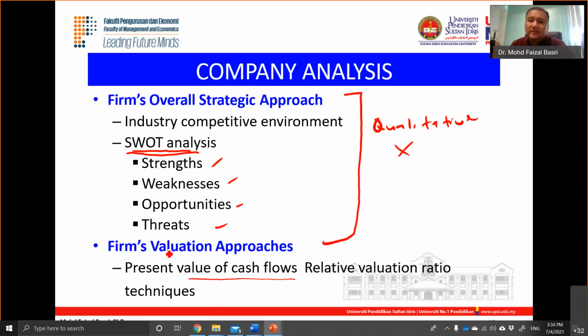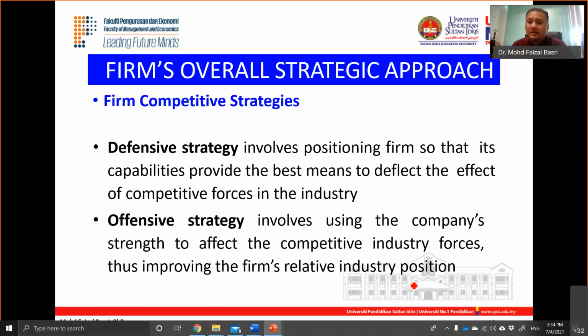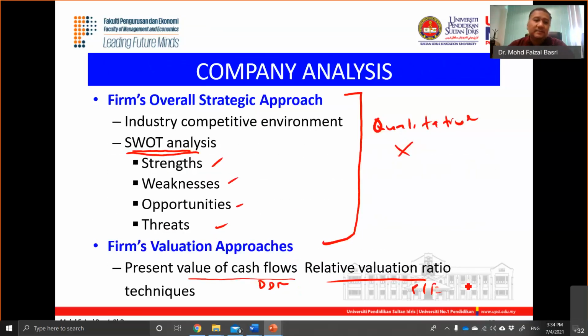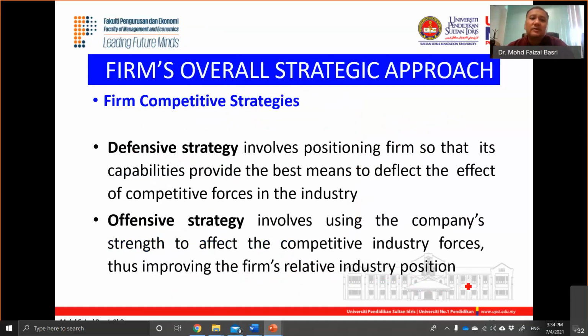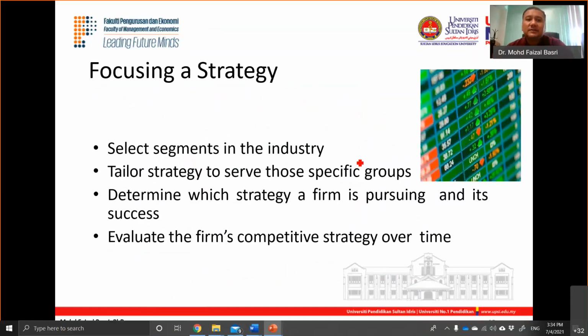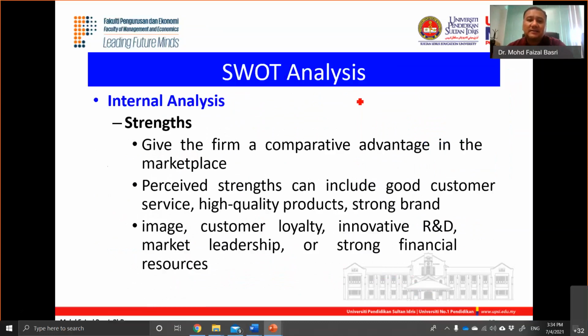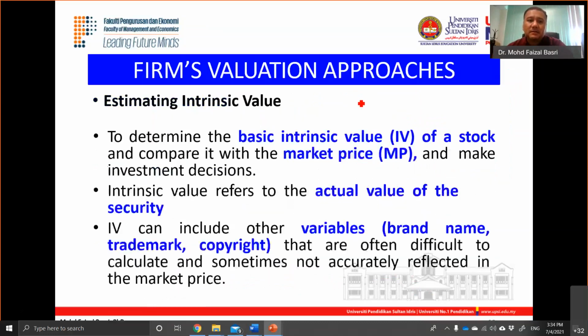So under the firm's valuation approaches, we have two methods. The first one is present value of cash flow, usually we call one of them as DDM, dividend discount model. And we also will look at the relative valuation ratio. This is using ratio, which is the PE ratio earlier I said. So I will not go into detail the Porter or the SWOT analysis. We're going to look at the valuation approach.